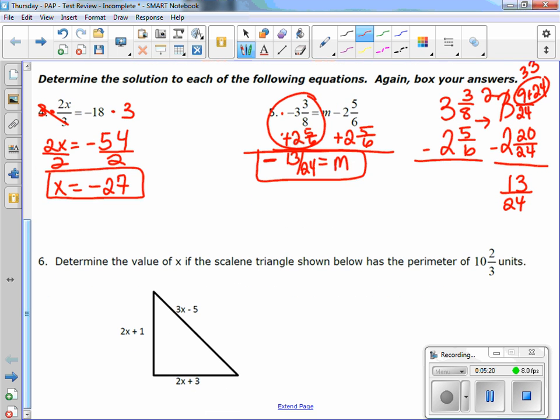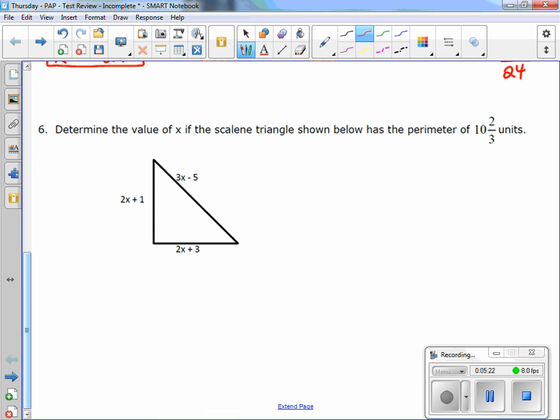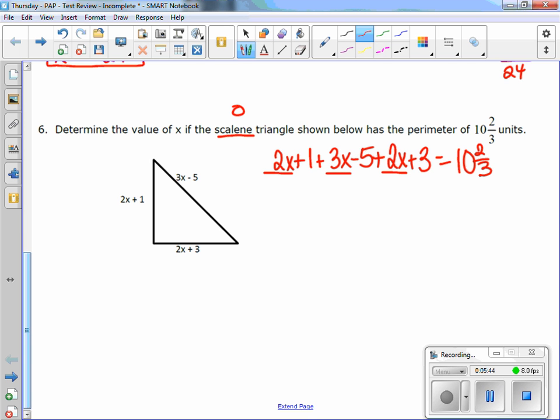The next one says determine the value of x if the scalene, remember scalene means 0 sides congruent, has the perimeter of 10 2/3. So the first thing I'm going to do is add up all my sides, because that's how you find perimeter. And then they told us that the perimeter was 10 2/3. So I've got 2x, 3x, and 2x. That makes 4 and 3 is 7x. 1, negative 5, that's negative 4, plus 3, that is negative 1.